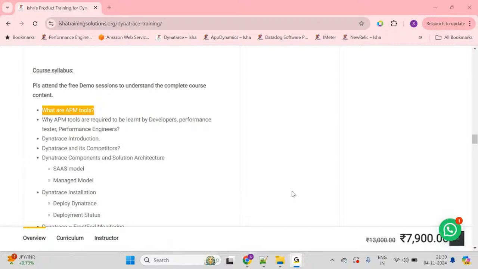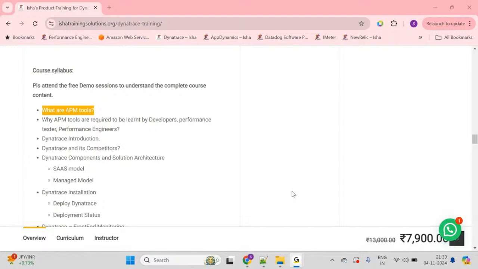So if you are learning an APM tool, and along with that you have a development skill, or DevOps skill, or SRE skill, your task is a little easy. Usually what people will do, they'll try to find whether the problem is in the application side, in the infrastructure side, or in the database side. Like that they will find it, right?